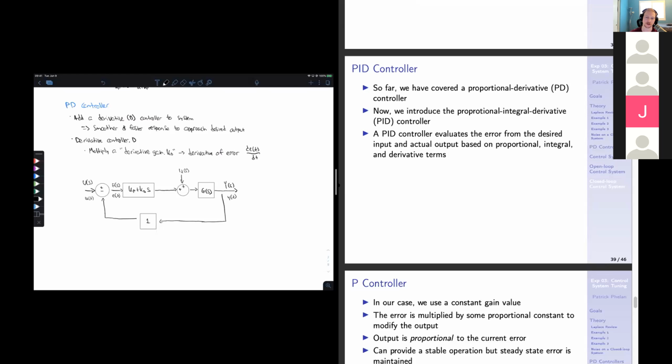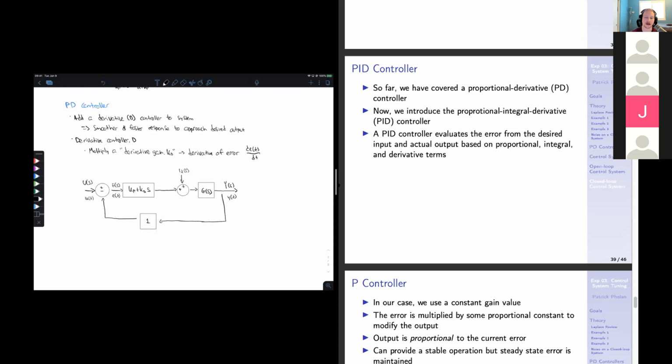Okay, so we have a PID controller. So I have this slide, but really we're not going to be implementing a PID controller like I said earlier, but it's good just to know what it is. So a PID controller is a proportional integral derivative controller. A PID controller is going to evaluate the error of the desired input and the actual output that we have based on proportional, integral, and derivative terms.